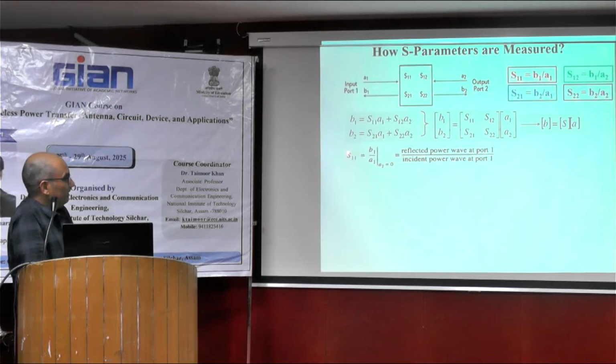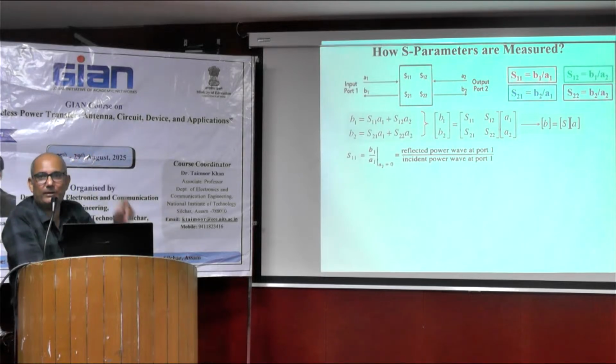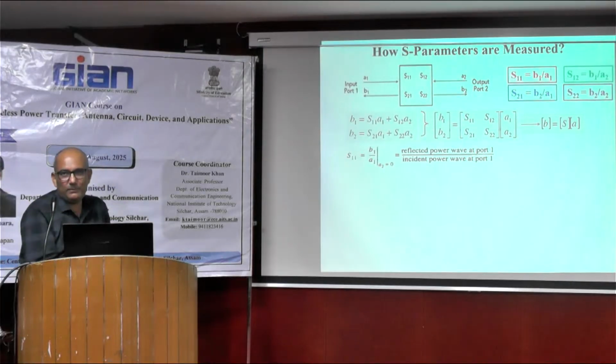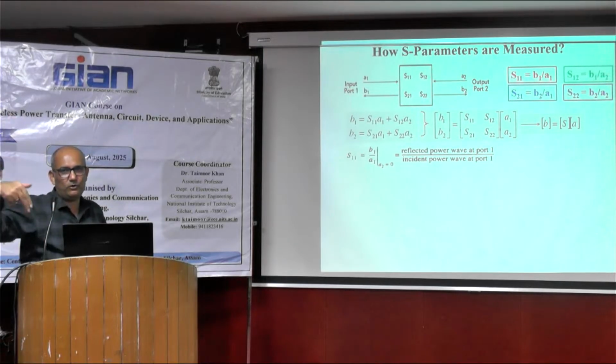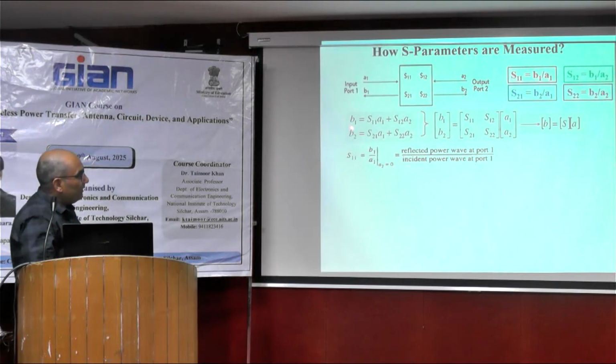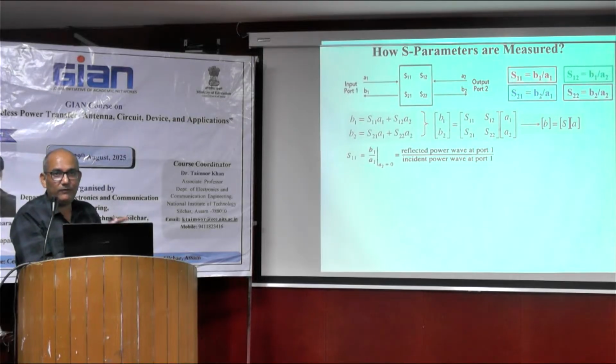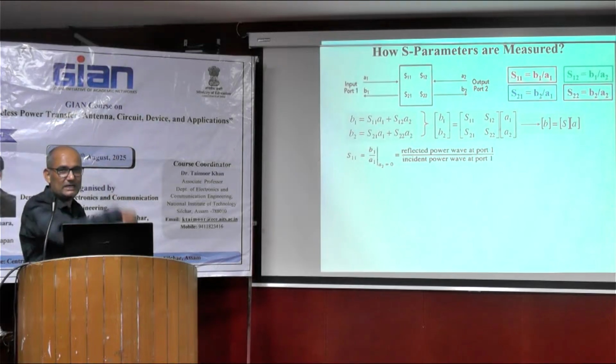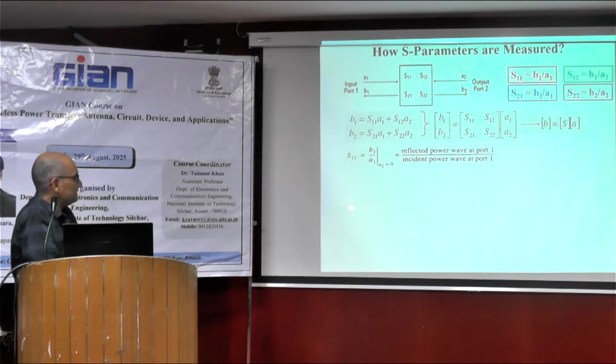Now, S11, how have we calculated it? The same thing that we applied in the case of Z parameter and Y parameter: we need to make A2 equal to 0. A2 is what? Incidence at port 2. It means if there is no incident at port 2, then it is defined as B1 upon A1. A2 equal to 0 does not give a sense of open circuit or short circuit. It gives a sense that there is no incidence at port 2. Then it is defined as the reflected power wave at port 1 to the incident power wave at port 1.